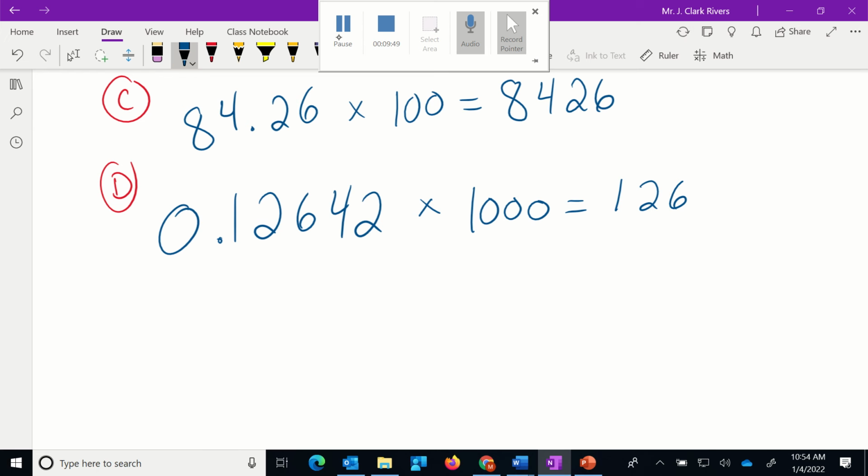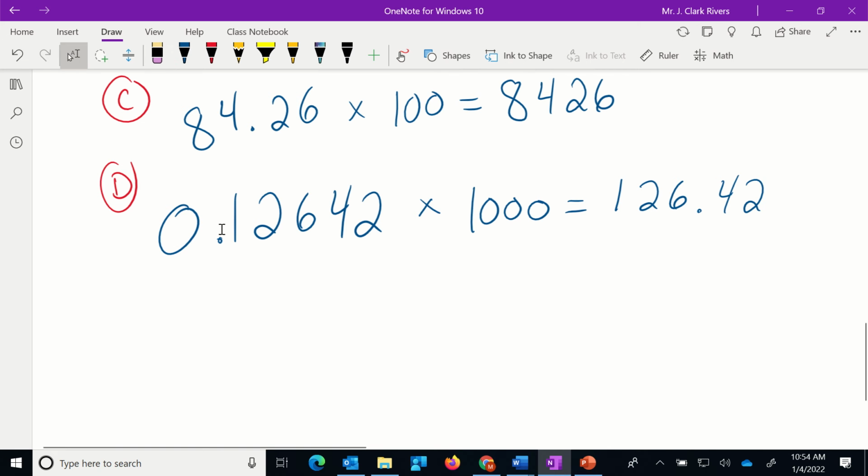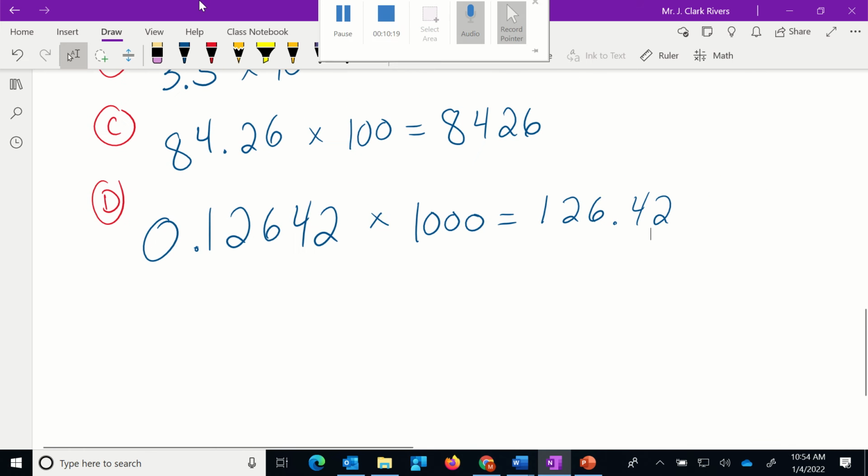126.42. All right, so if we're multiplying by 1,000, remember if we multiply by 10, we slide the decimal 1 spot to the right. If we multiply by 100, 2 places to the right. If we multiply by 1,000, 1, 2, 3 places to the right, which does put us at 126.42. Again, the rule is however many zeros you have, that's how many places the decimal moves to the right. Questions on that? That's a concept you have to know as we move into what's coming next.